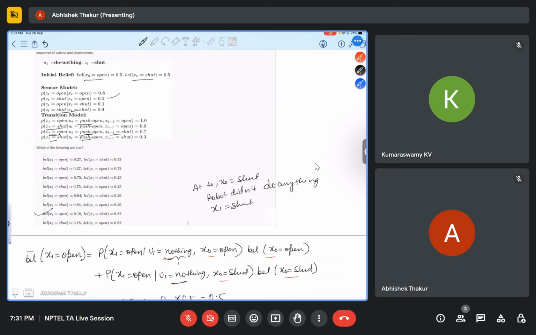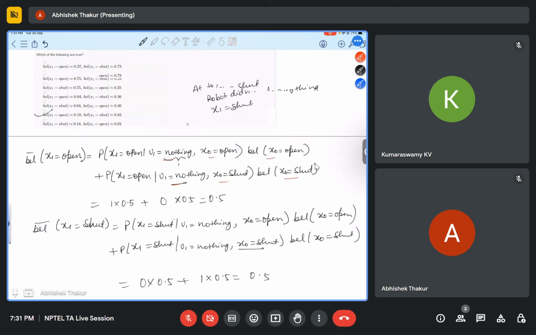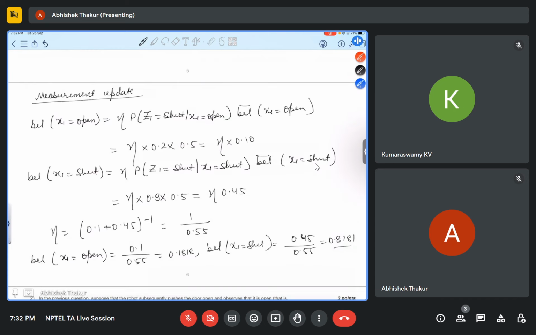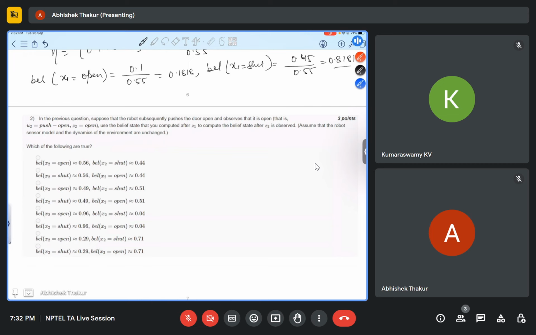So this was about the first question of this lecture series. Now we will solve another question, which depends on this previous part. In this question, it is saying in the previous question, suppose that the robot subsequently pushes the door open and observes that it is open. That is U2 is equal to push open and Z2 is equal to open. So when the robot pushes the door and assume that it is open, use the belief state that you computed after Z1 to compute the belief state after Z2 is observed. So this belief state was computed when Z1 was observed. Now we have to compute, using that part, the belief state after Z2 is observed.